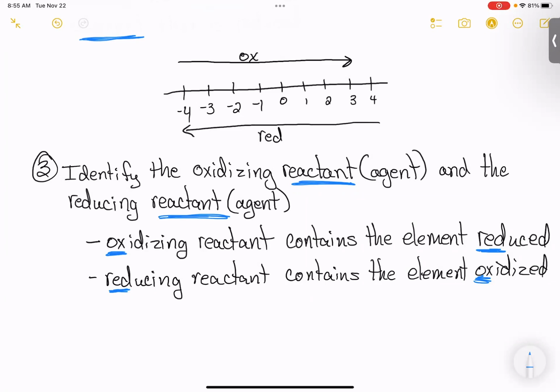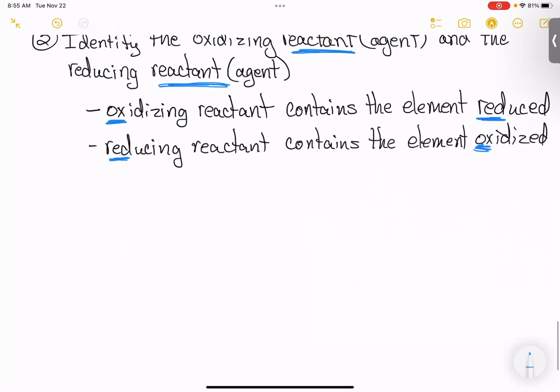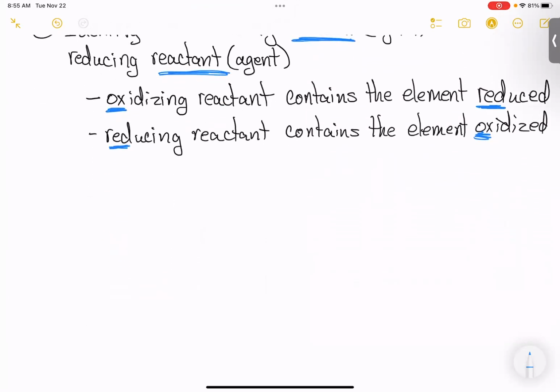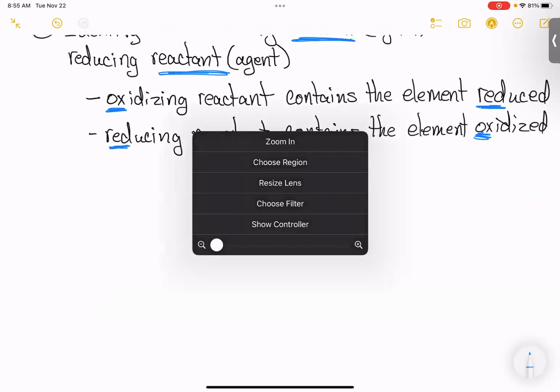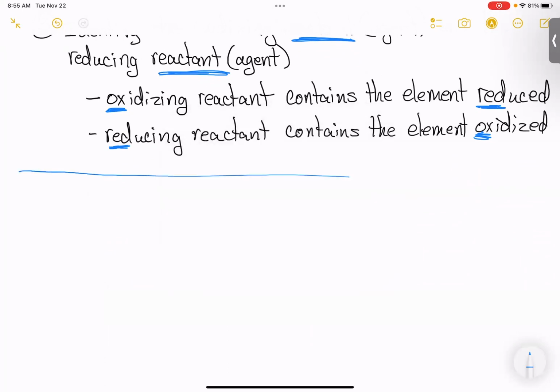Okay, the very first one we're going to do is go back to question number 1. If you'll recall, on Thursday of last week, I think, we started this process. But I didn't finish question number 1 because at the bottom it asks what element is oxidized, what element is reduced, what is the oxidizing reactant, what is the reducing reactant. We can now answer those questions.